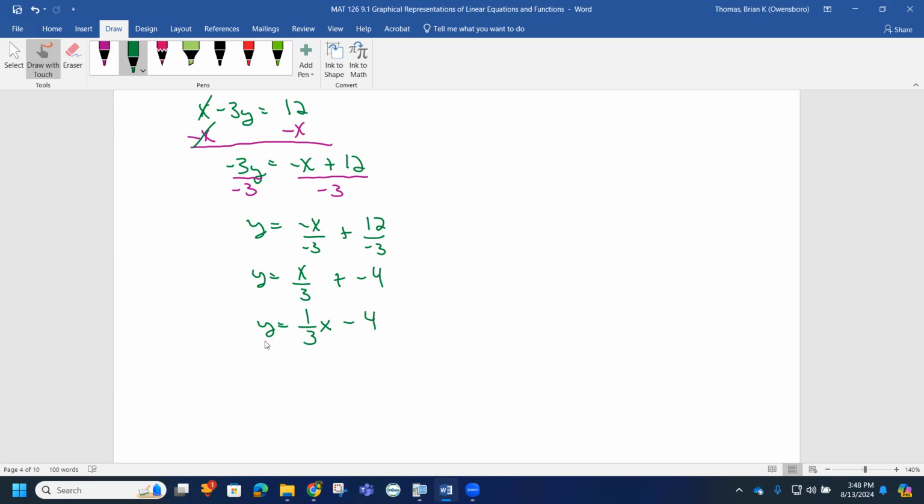So for function notation, we replace the y with f of x. So f of x equals this 1/3 x minus 4. That would be the way I would write that as a function. I would prefer to create what we call a coefficient of x. And then this -4 becomes the constant in simplest form.